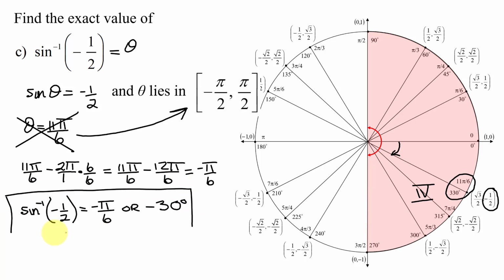So be very careful with inverse sine problems when the answer is in quadrant 4. You can't read the angle immediately off the unit circle. You need a negative angle as your answer.